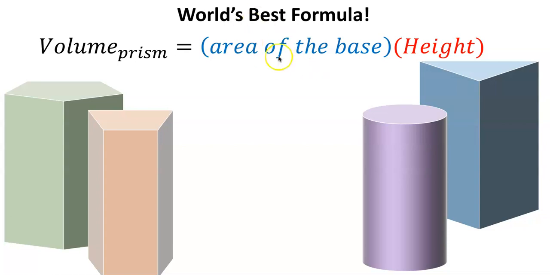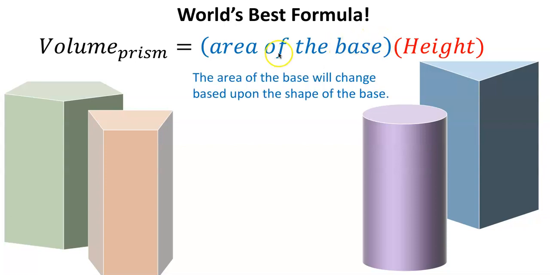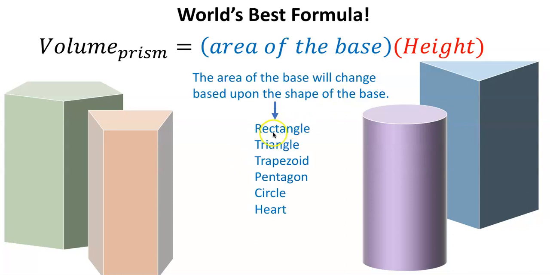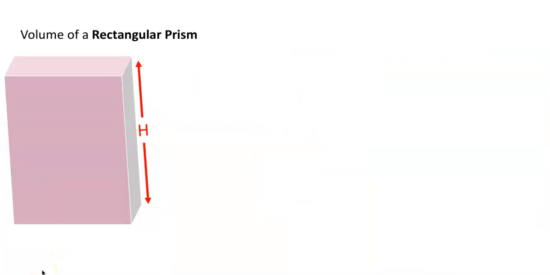Because this formula can be used on so many different things. It's unbelievable. You're just going to be so amazed. The only part of it that is going to change is this part that's written in blue. The area of the base will change based upon the shape of the base. So it'll be different if it's a rectangle versus if it's a triangle. Let me show you what I mean.